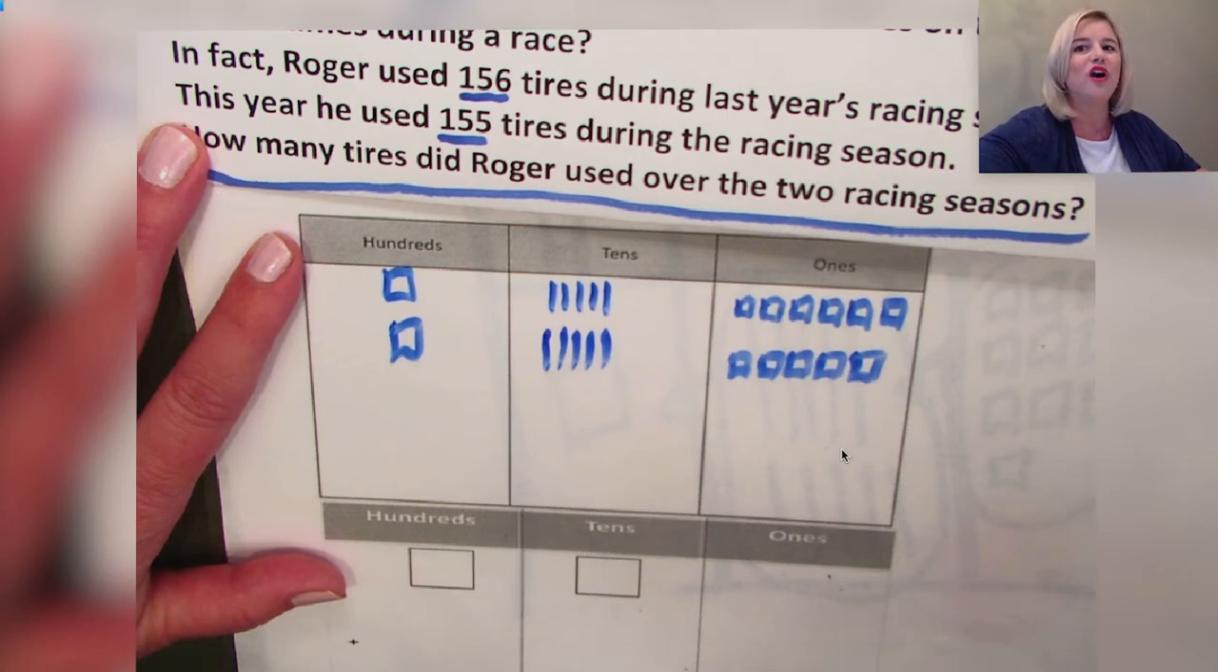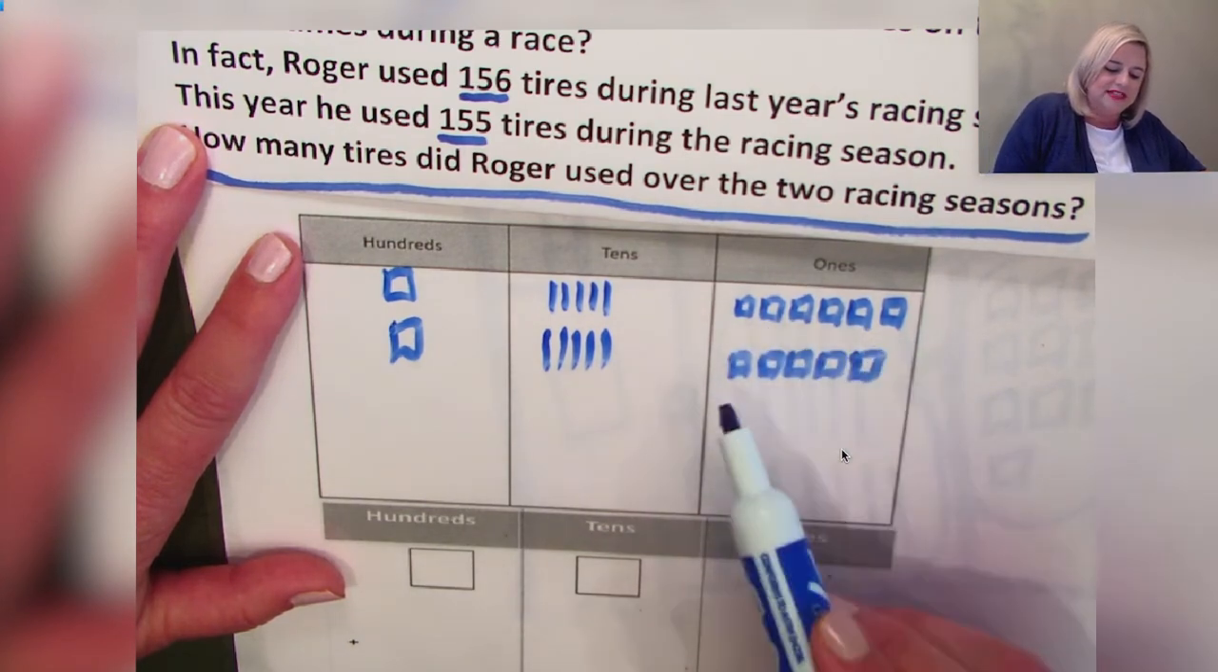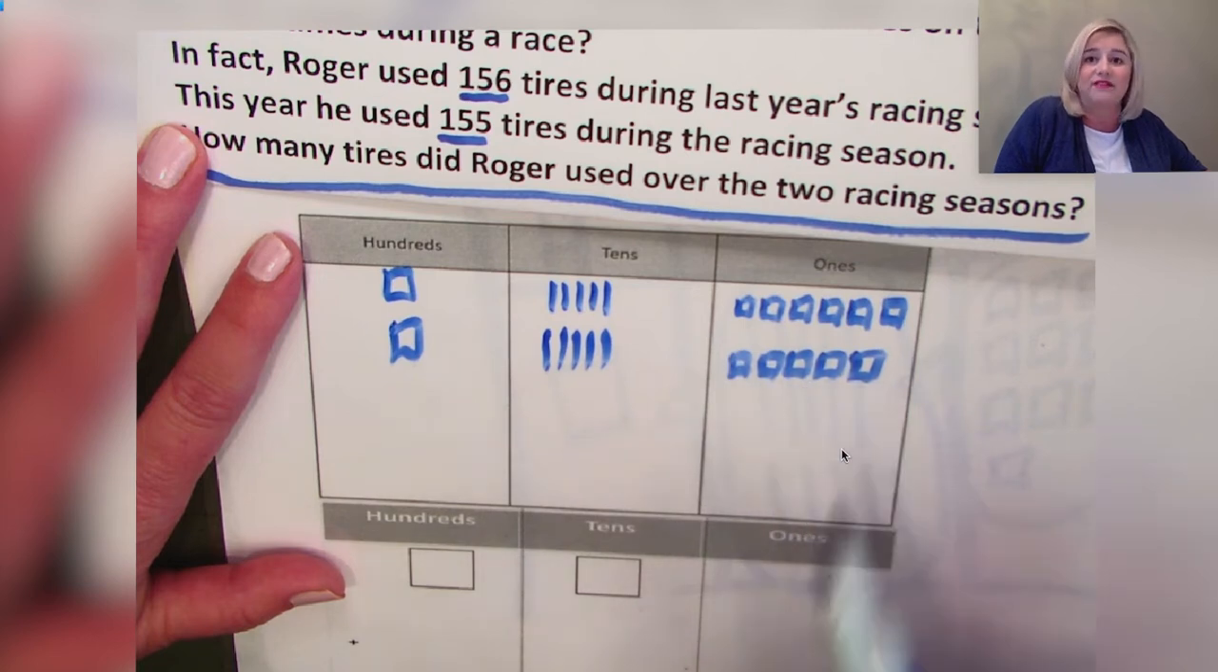So, I bet you've already guessed we will have to regroup our ones for this problem. You did? Well, you are right. Why do we have to regroup our ones for this problem? Yes, because we have more than 9 ones in our ones column, and that is why we have to regroup our ones. So let's combine our ones and let's see what happens next. So I'm going to count and combine my ones. 1, 2, 3, 4, 5, 6, 7, 8, 9, 10, 11.